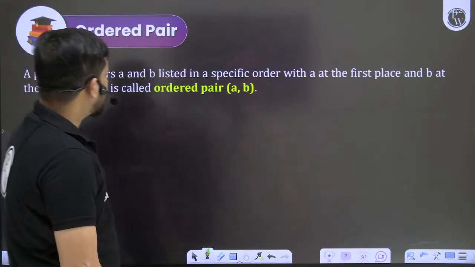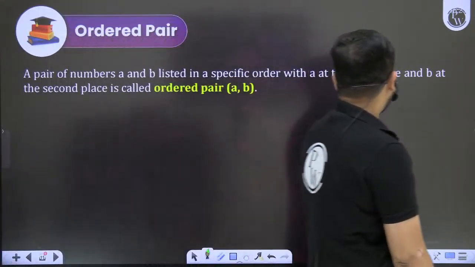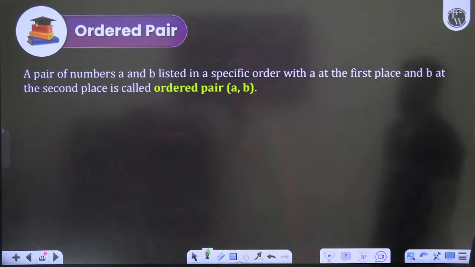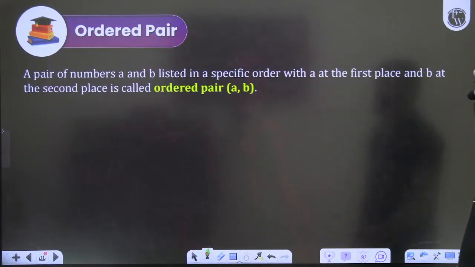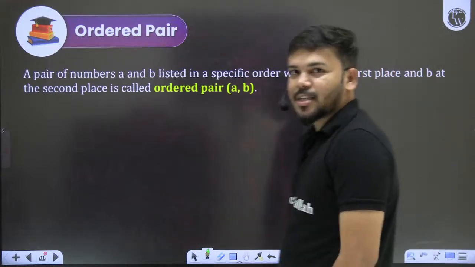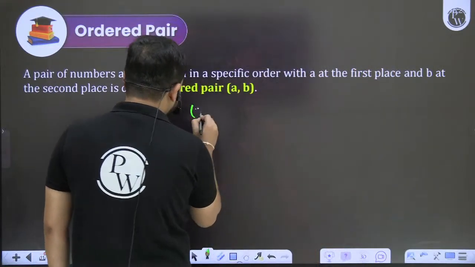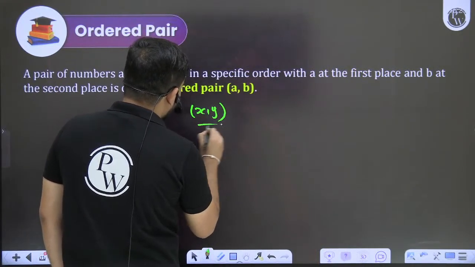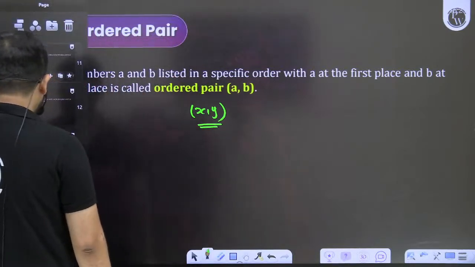A pair of numbers A and B listed in a specific order, with A at the first place and B at the second place, is called an ordered pair. So just now what we were representing, right? That is x comma y. This is called your ordered pair, right? Yes.